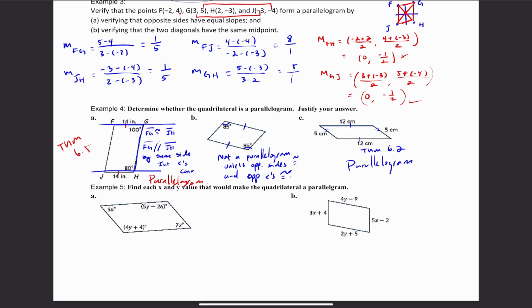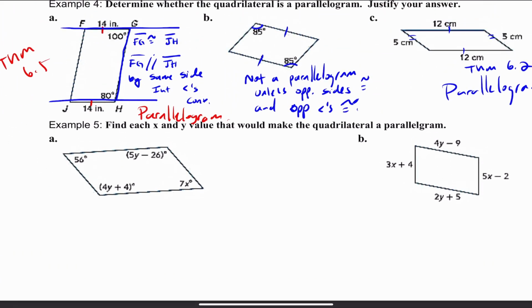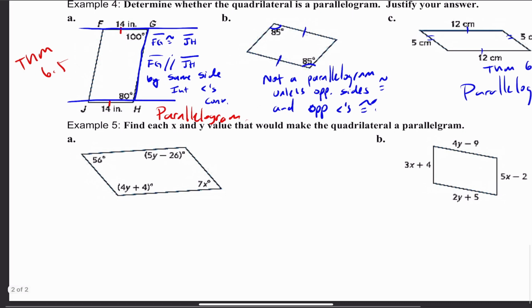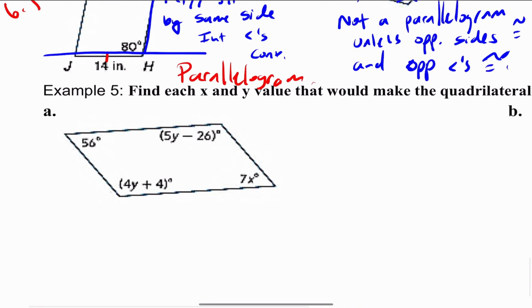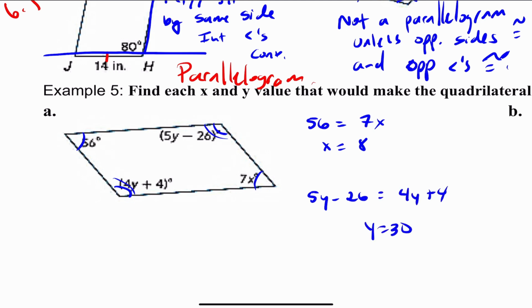Example 5, find each x and y value that would make the quadrilateral a parallelogram. So I know that these angles are in the interior, and since this is a quadrilateral, we've got to figure out what x and y values would make this a parallelogram. Well, we're going to be using those theorems that we know. Opposite angles are congruent. You can see how I'm marking those right now. One tick mark here, one tick mark there, two tick marks here, two tick marks there. 56 equals 7x, so x is equal to 8. And then 5y minus 26 is equal to 4y plus 4. So y is equal to 30, okay?